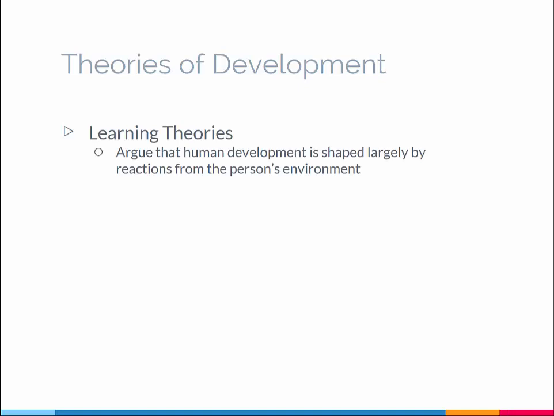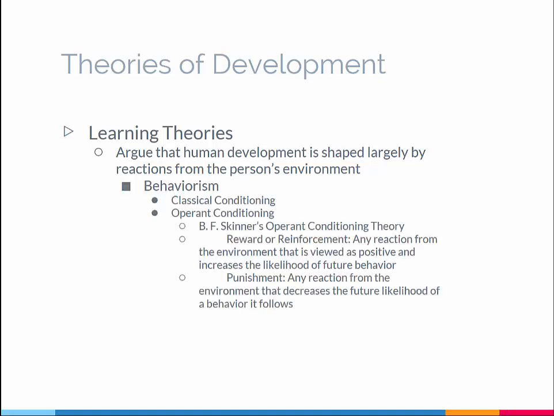The next perspective that we'll be discussing is the perspective that stems out of learning theories. Learning theories argue that human development is shaped largely by reactions from the person's environment. They focus on how learning influences a person's behavior. This perspective emphasizes the role of experience and that people learn from watching others around them. There are two influential theories in this perspective, and those are behaviorism and social learning theory.